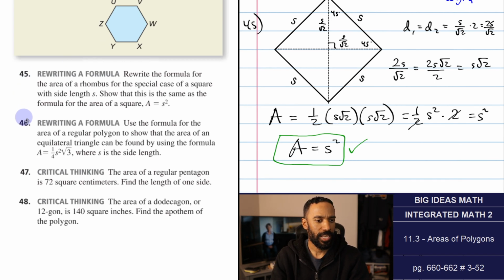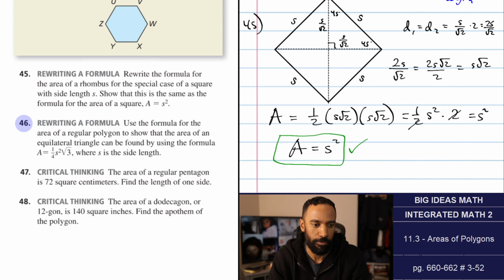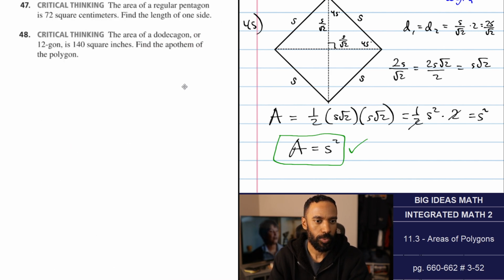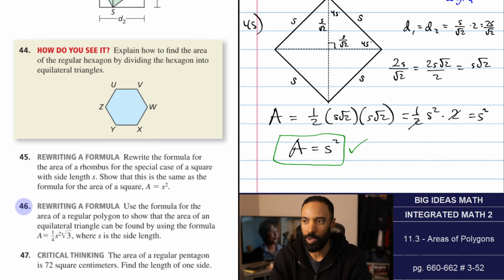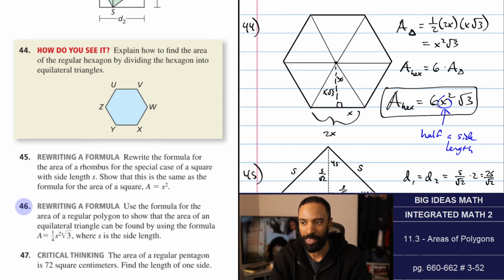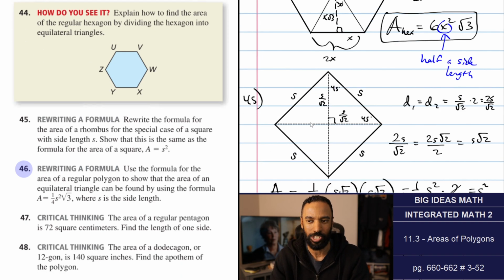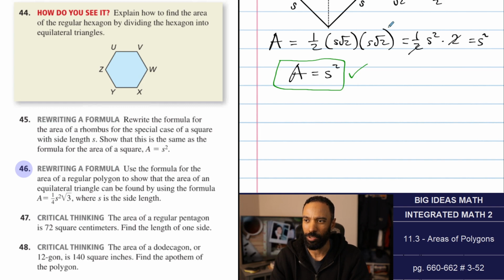All right, number 46. Use the formula for the area of a regular polygon to show the area of an equilateral triangle can be found by using the formula A equals 1/4 S squared root 3, where S is the side length. Well, I was close to the hexagon one. See, this one said explain, and I used math for it, and I got this number here. This one's going to be very close to that idea. Notice that x squared root 3 and S squared root 3, I guess they're going to be kind of close to each other.